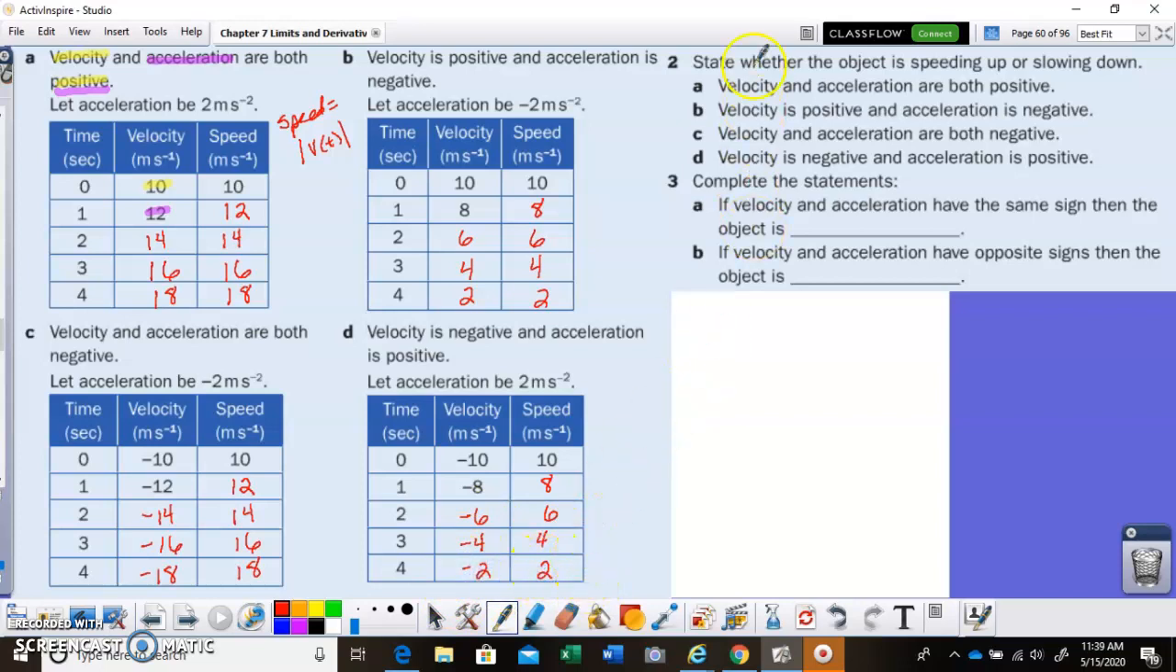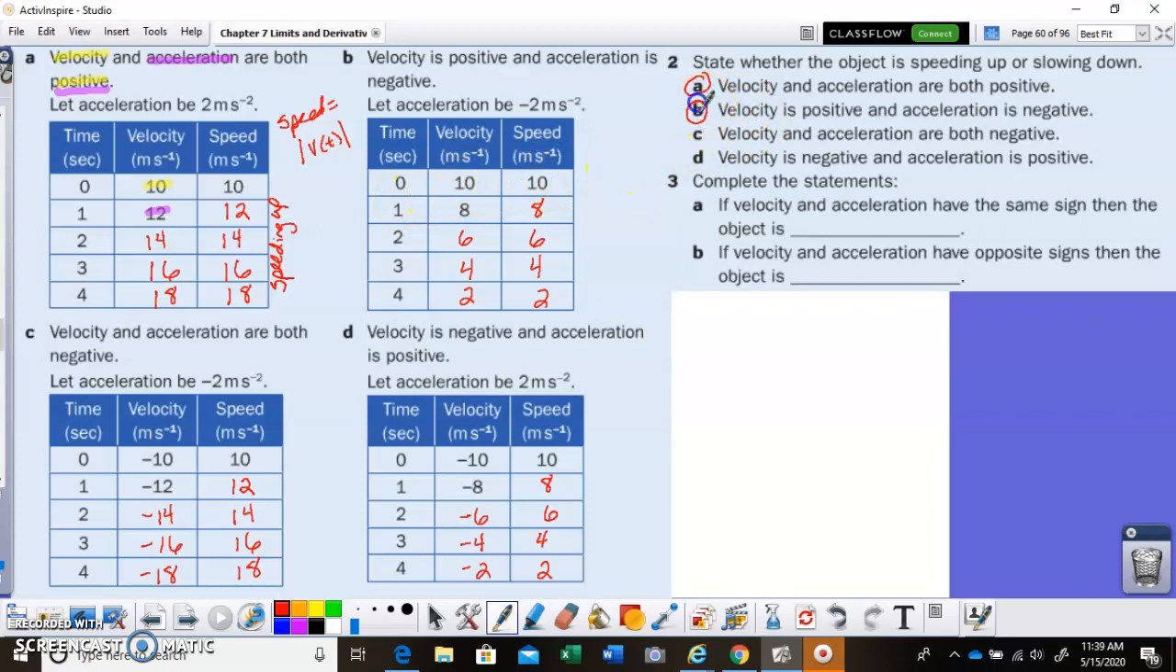Okay, so when the velocity and the acceleration are both positive, that's in letter A. They're both positive. What's happening? Are we speeding up or slowing down? Well, my speed goes from 10 to 12 to 14, 16 to 18. That says to me that this one is speeding up, because as I move from 1 second to the next, my speed increases.